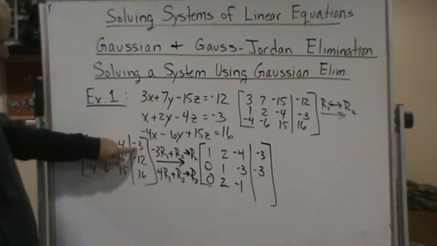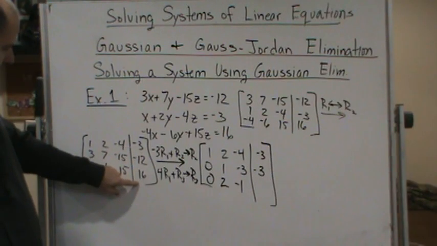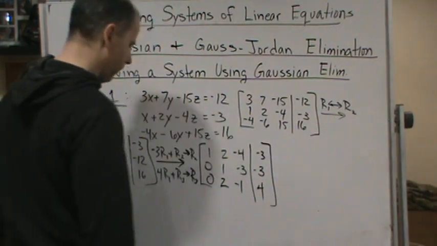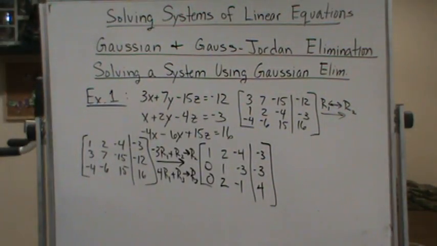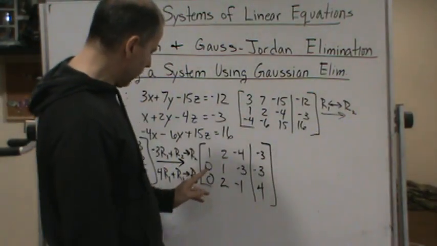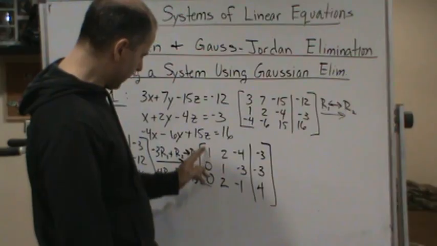Oops, I'm sorry. 4 times negative 3 is negative 12, and plus 16 is going to give us 4. All right? So now that gives us the resulting value. Now look at this here. So now what happened was we're done with this column, right?